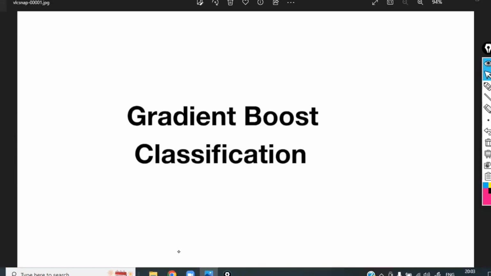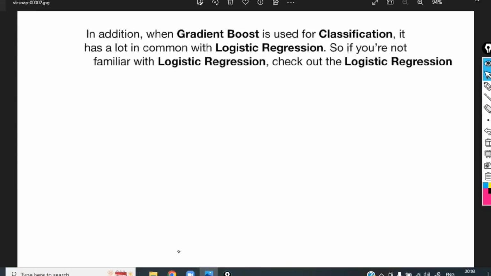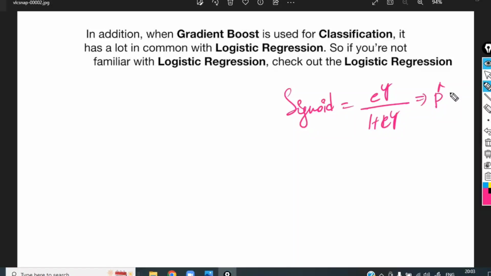Now, gradient boost is used for classification. There are a lot of common things with logistic regression. Again, I'm going to use logistic regression, where the logit function is there. Using that logit function, they have created e to the power of y divided by 1 plus e to the power of y. That is the logit function, which is nothing but the sigmoid function, used to calculate the probability. Now we are going to use the same thing here.